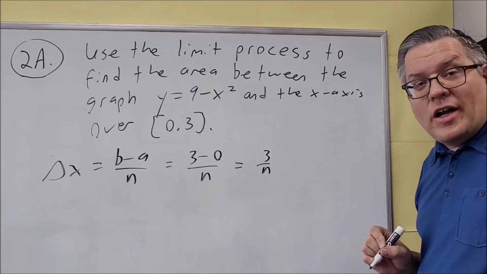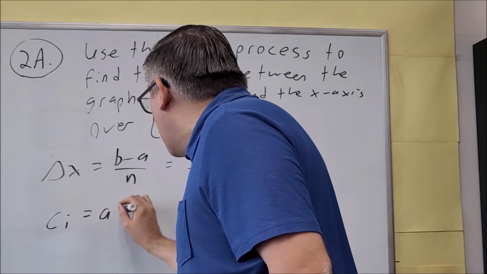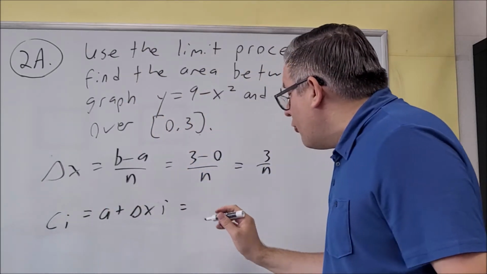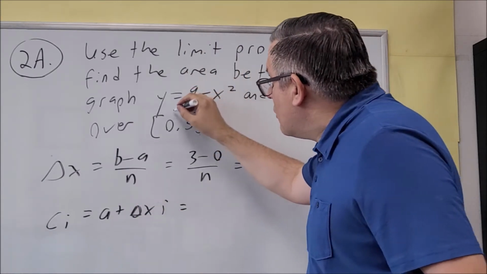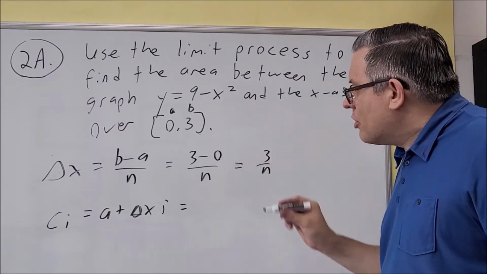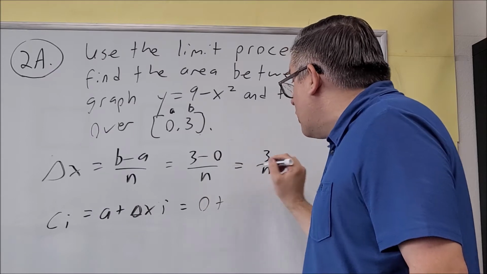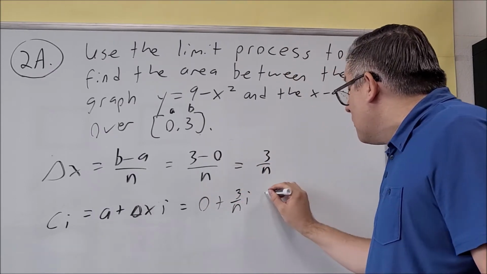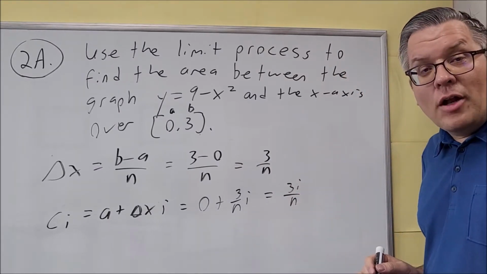The next thing we're going to find is your CI. So CI is equal to a plus delta x I. And so for this kind of problem, here's your a and b. A is 0 and b is 3. So we're going to do 0 plus delta x we just did up above, that's 3 over n, and then I. So then if you simplify that, you get 3i over n.